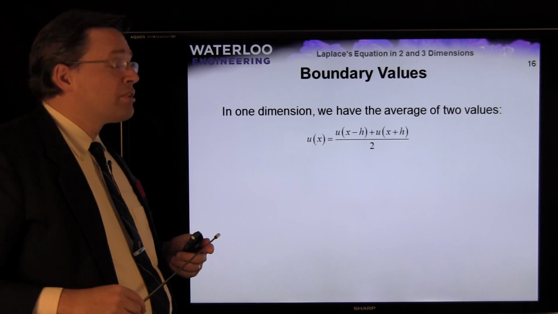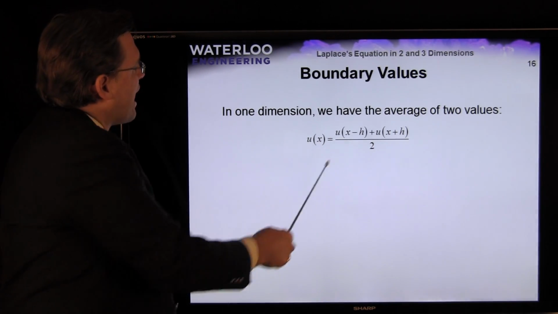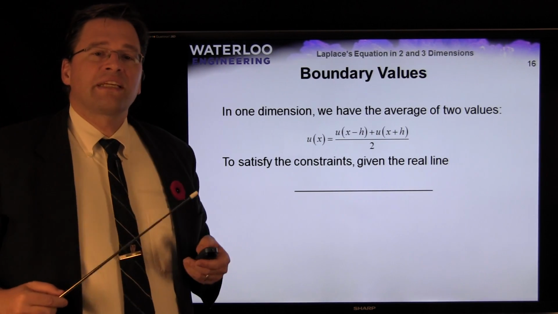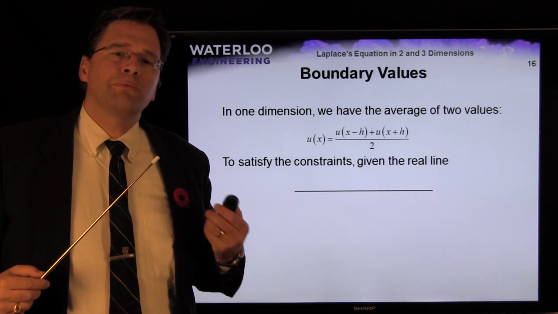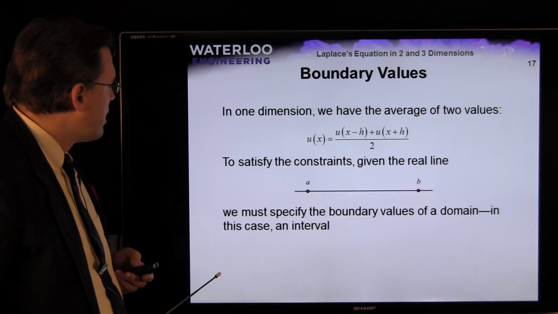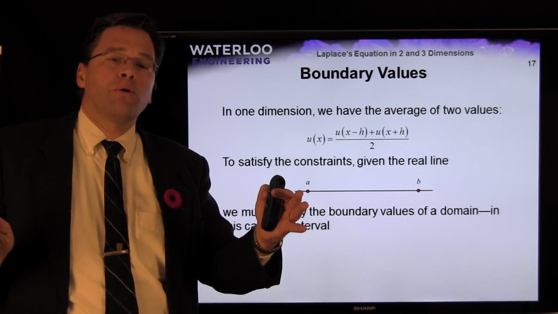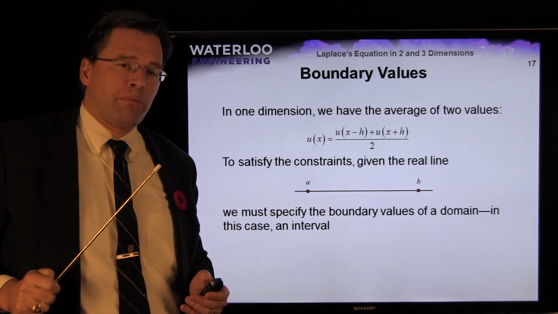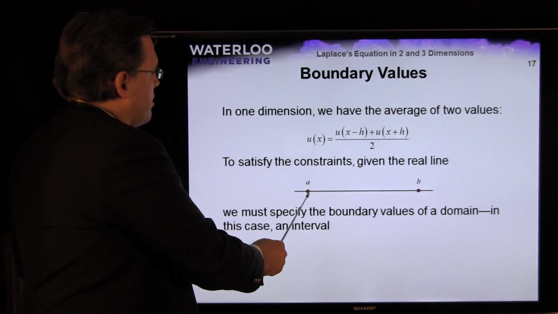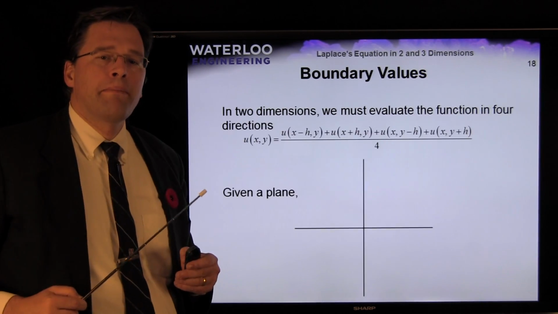Now, in 1 dimension, we can see this as well. The point in the middle is just the average of the 2 values around it. Now, to satisfy this constraint in 1 dimension, what did we need? Well, we had the real line, because it's only defined on a single variable, and we needed 2 boundary values. We needed a domain on which we were finding a solution to the problem. In this case, the only domain that can be bound in 1 dimension is an interval, the interval AB.